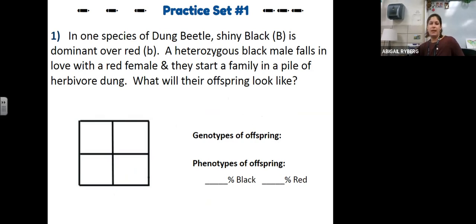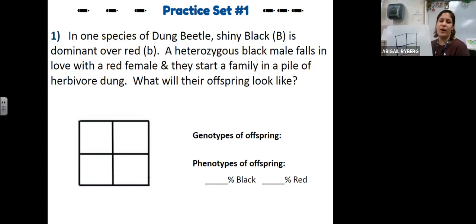So in your practice set packet, for those of you that have it, we're going to do number 1. Number 1 says, in one species of dung beetle, shiny black, big B, is dominant over red, little b. A heterozygous black male falls in love with a red female, and they start a family in a pile of herbivore dung. What will their offspring look like? So first of all, you're going to draw a Punnett square. Actually, sorry, yours has it.